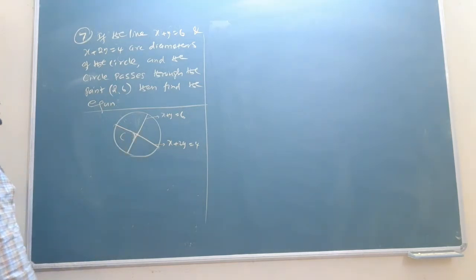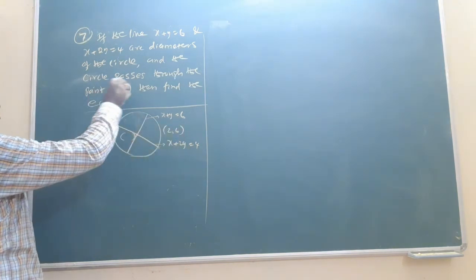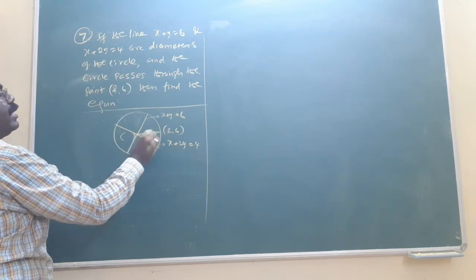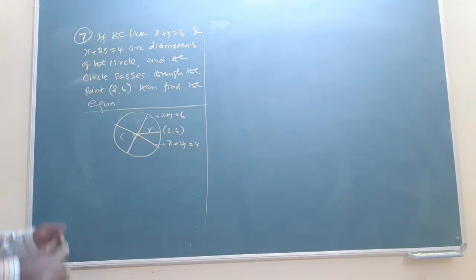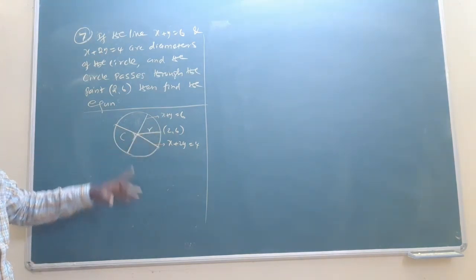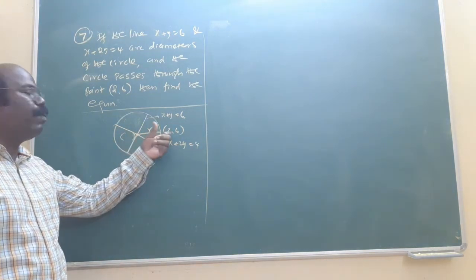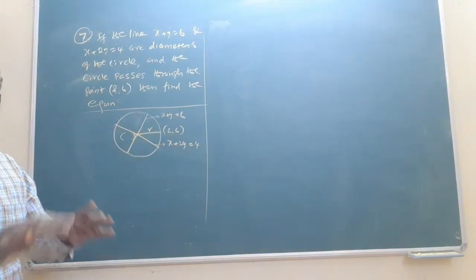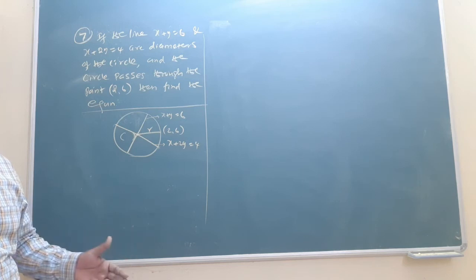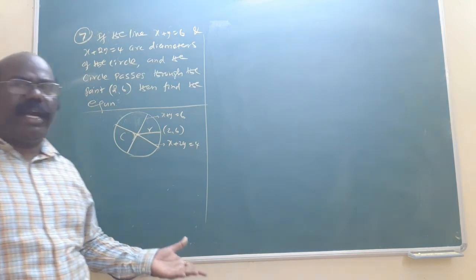Center H, K. Now one more point is given: 2, 6. The circle passes through this point. From the center to here is called the radius. What is the work actually? Solving this equation, we get the center H, K. Then the distance between the center and this point is called the radius. Now, with the center and radius, what is the circle equation formula? X minus h whole square plus y minus k whole square equal to r square. Am I right?